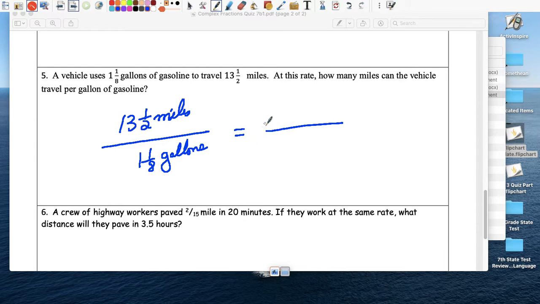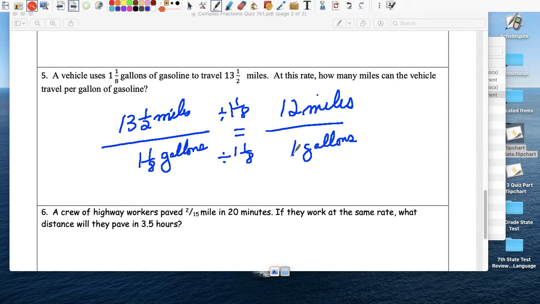So we're going to divide this by 1 1/8 and divide this by 1 1/8, right? So that gives me my unit rate. Wow, this particular car is pretty bad. 13 1/2 divided by 1 1/8, and we get 12 miles per gallon. Jeez, it really looks like my car. 12 miles per gallon. Not very fuel efficient, if you ask me.